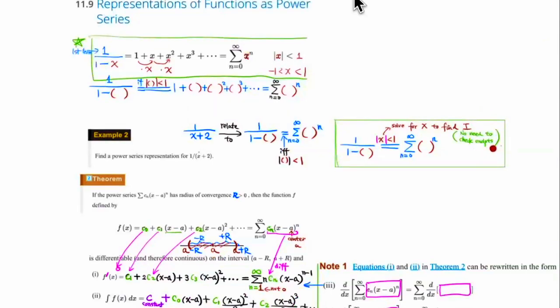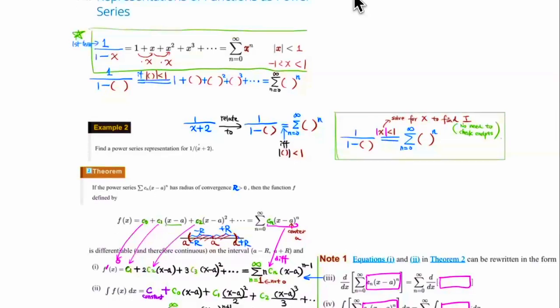Why don't we need to check the endpoints? Because it is a geometric series. A geometric series converges only if the absolute value of the common ratio is less than 1. When it's equal to 1, it's going to be divergent. So when it's equal to 1, that's at the endpoint, and the series diverges. So there's no need to check the endpoints. We know it's going to diverge anyway.